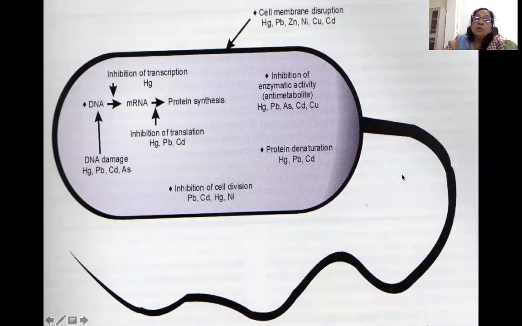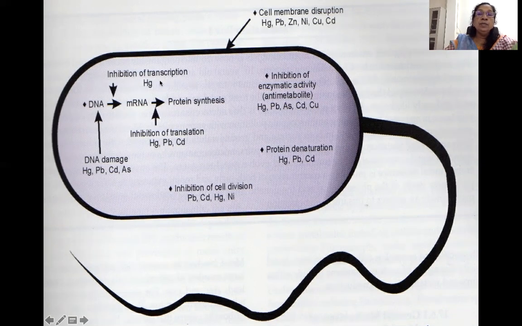And metals also cause toxicity to the microbes. Even though some of the microbes can escape the toxicity, generally metals are toxic to microbes. You can see the different toxic effects. This is the bacterial cell and the different toxic effects of the metals on microbes. For example, metals like mercury, lead, zinc, nickel, copper, and cadmium can disrupt the cell membrane.